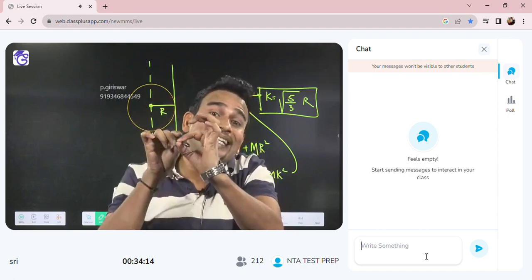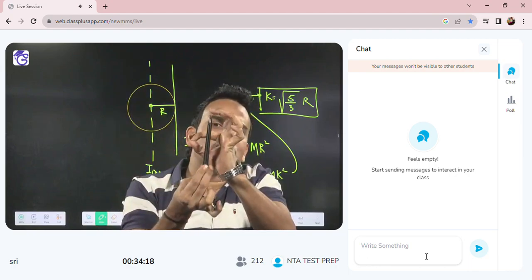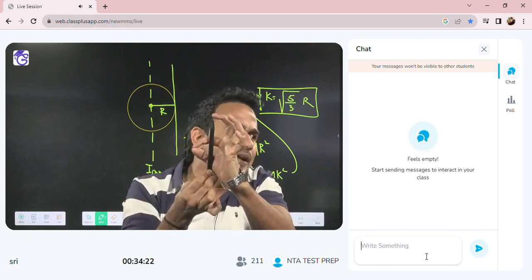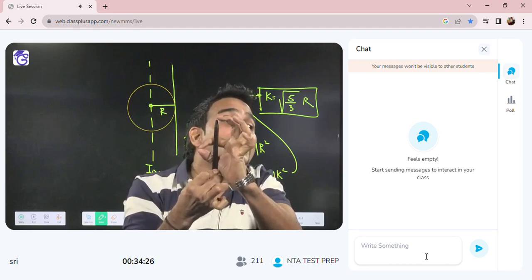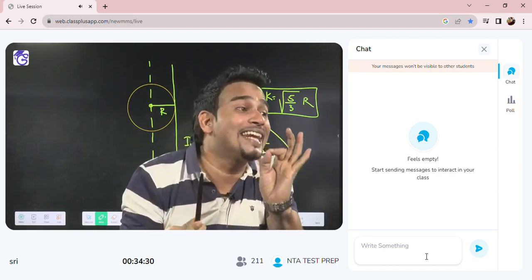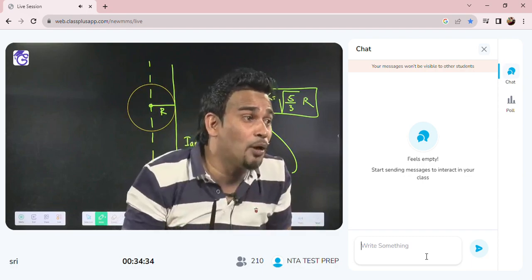But when you take the tangent parallel to the plane, ICOM will also come parallel to the plane. Parallel to the plane means it will come along the diameter. If it comes along the diameter, now ICOM will become mr square by 2. So mr square by 2 plus mr square will give you 3 by 2 mr square. Are you getting the idea of what I'm trying to tell? Tell me quickly.